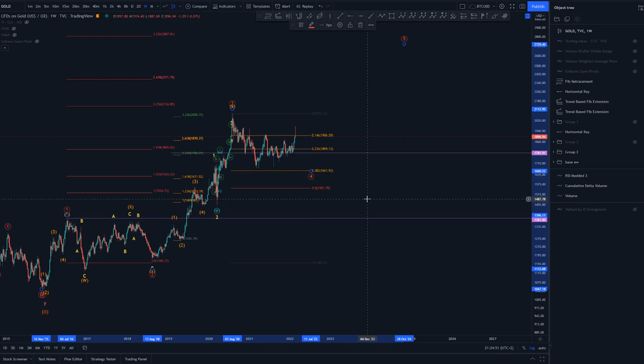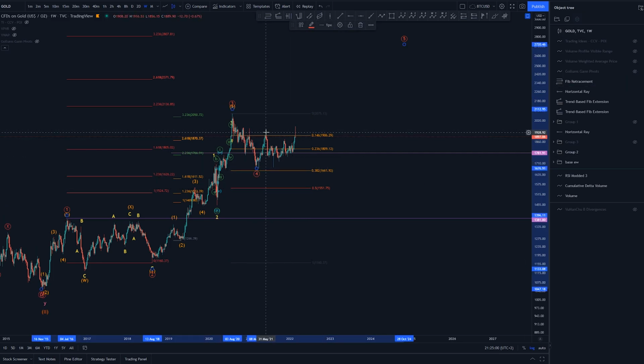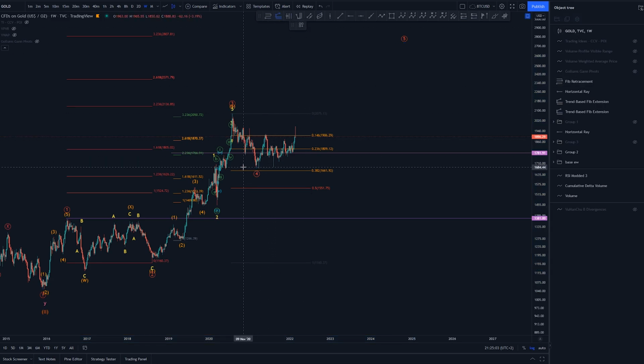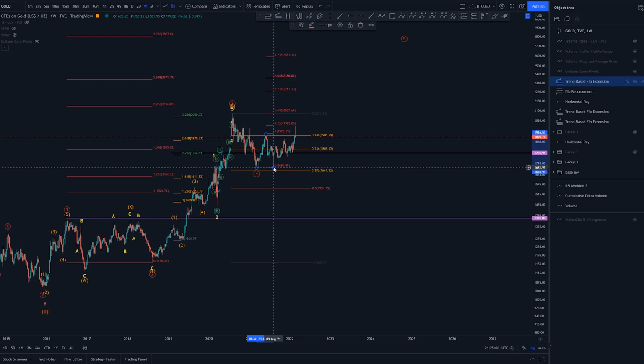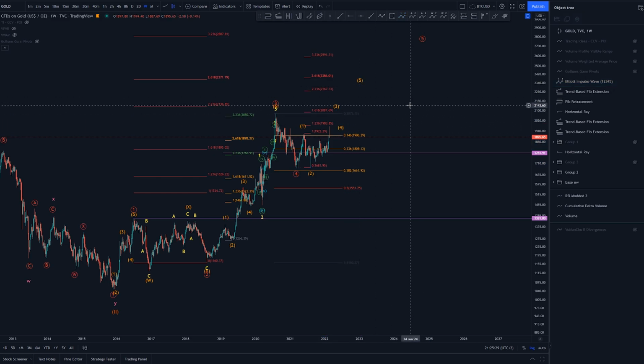So we could do this, or it might have already ended, and this might be some kind of wave 1. If that is the case, we can expect new all-time highs. 2087 would be the next target, and that would be on intermediate scale. So this would be 1, 2, 3, 4, 5 maybe, and fifth or third could have an extension as well.